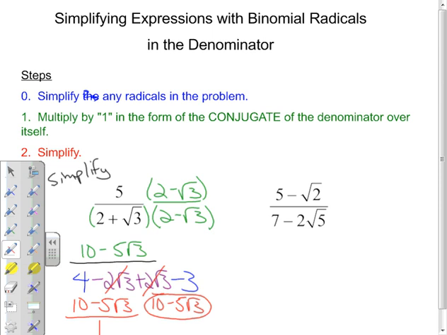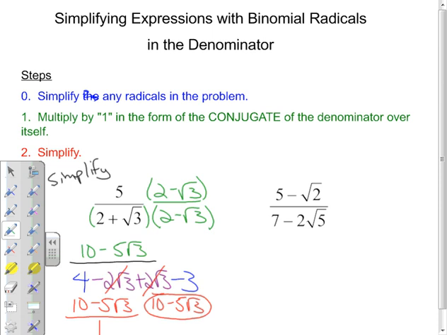Okay? So now I'll move on to a little trickier example. If you notice here, this is a rational expression that's a binomial in the numerator as well as the denominator. So this will be a little more complex, but it should be easily followed as well in this example. So step 0 is simplify any radicals in the problem. Well, I can't simplify root 2 or root 5. So now I'm going to multiply by 1 in the form of the conjugate of the denominator over itself.